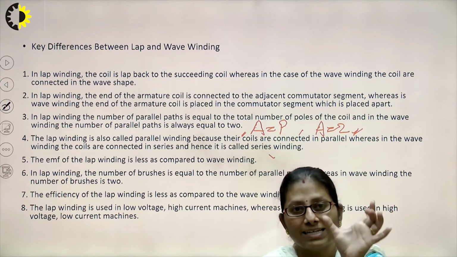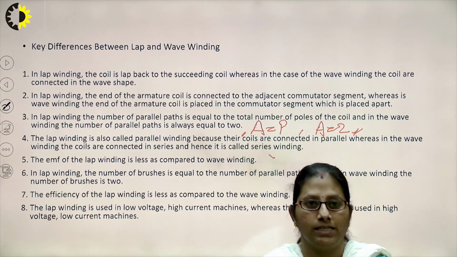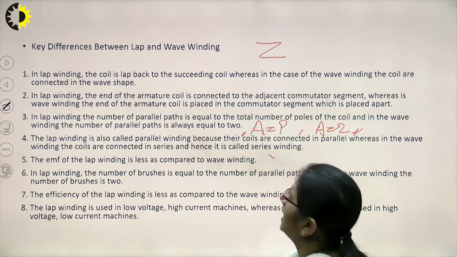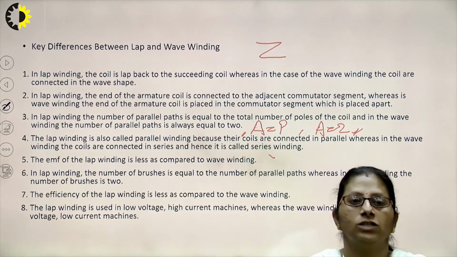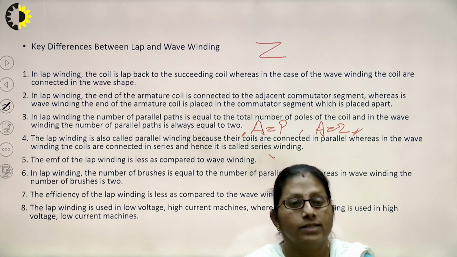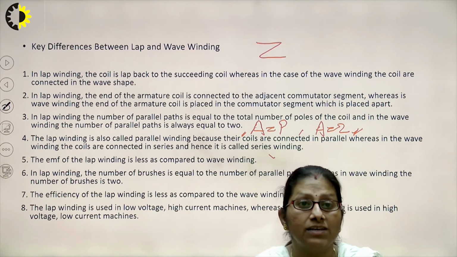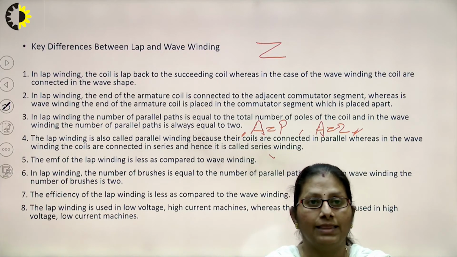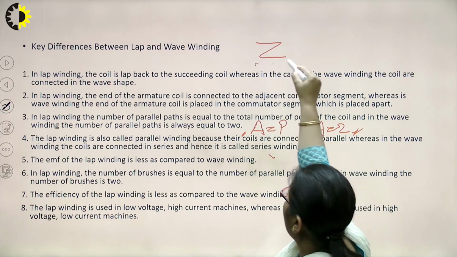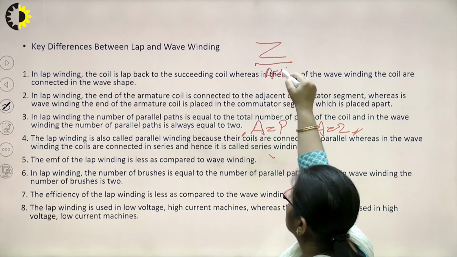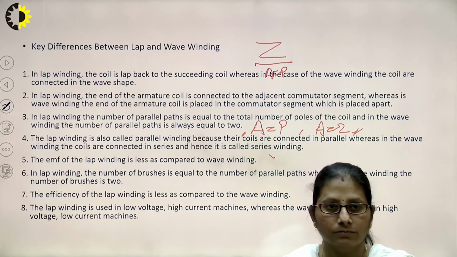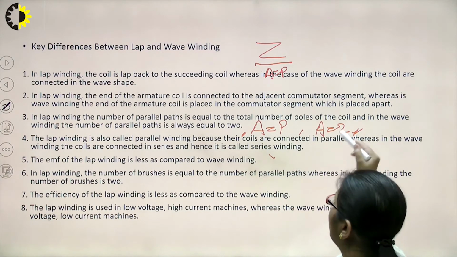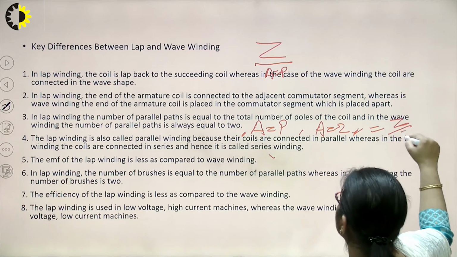Say capital Z gives me the total number of armature conductors. So how many conductors are coming in series for a lap wound generator? That will be Z by A, but A is equal to P, so Z by P. So I'll have a lesser number of conductors in series, whereas in case of wave wound, it will be Z by just 2.